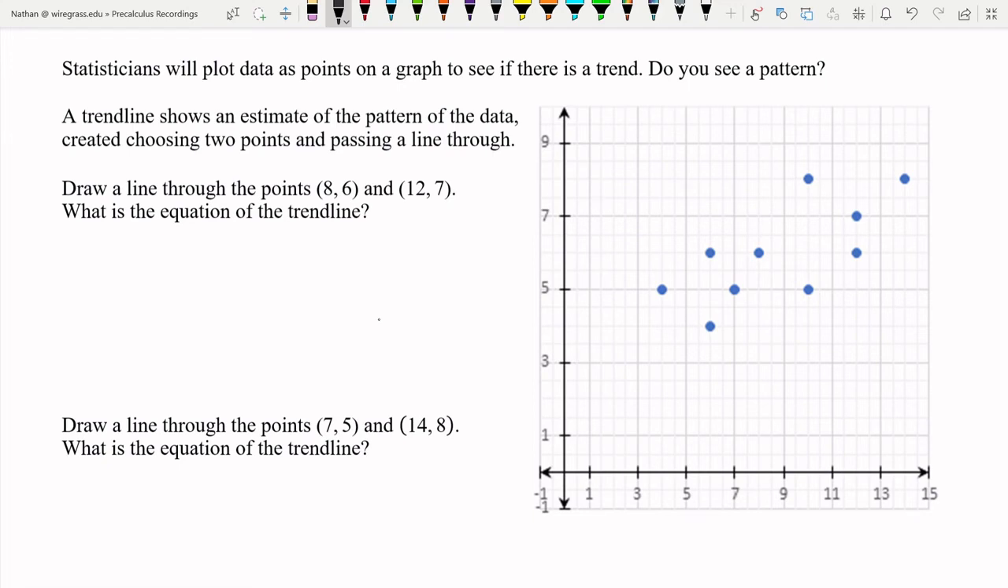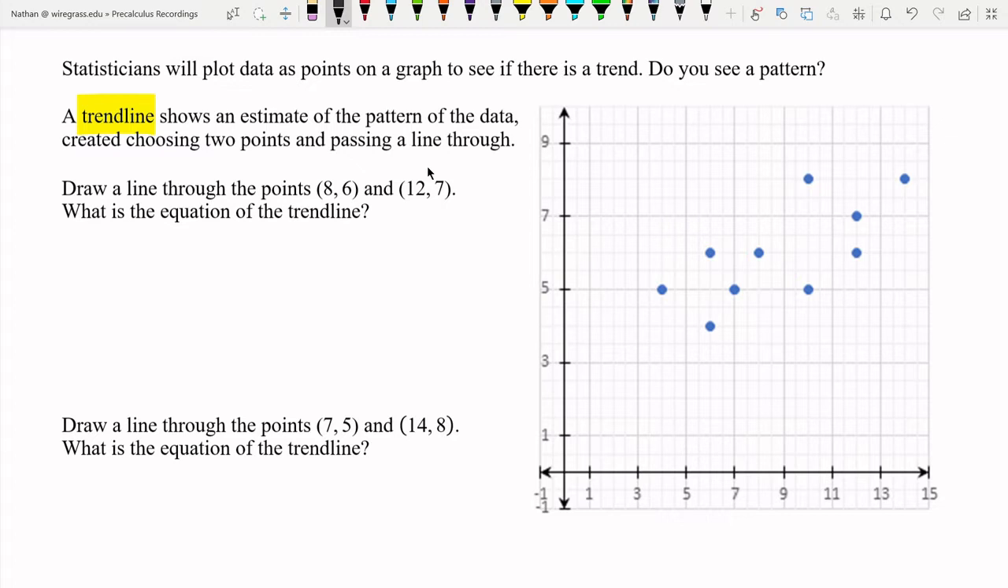Statisticians will plot data as points on some kind of graph and then ask, is there some trend to this data? And do you see a pattern? Well, the term trend line is an estimation of the pattern, and it uses a linear function to estimate it.